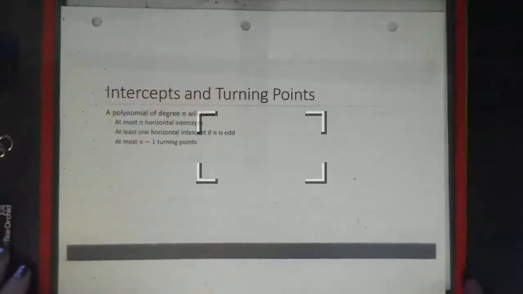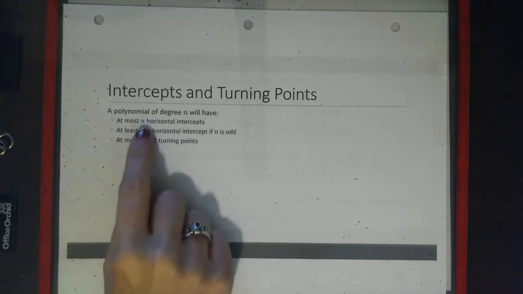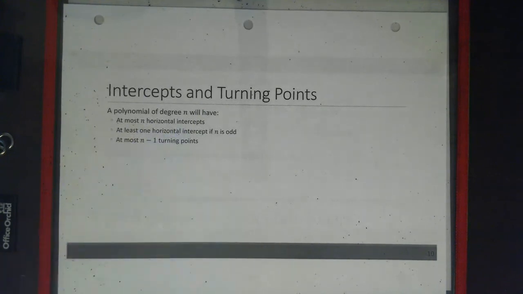Now we're going to look at intercepts and turning points. A polynomial of degree n will have at most n horizontal intercepts. So for example, if we have a polynomial of degree 3, meaning we have an x cubed, but nothing higher than that, then we can have at most 3 horizontal intercepts, 3 x-intercepts. We can't have more intercepts than our degree.